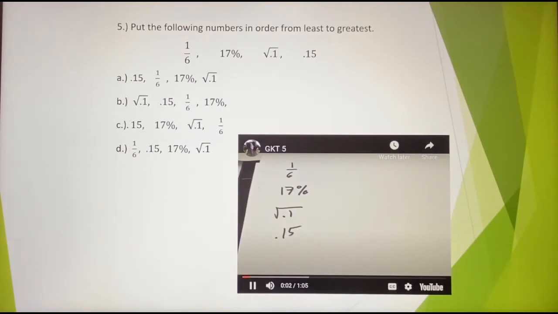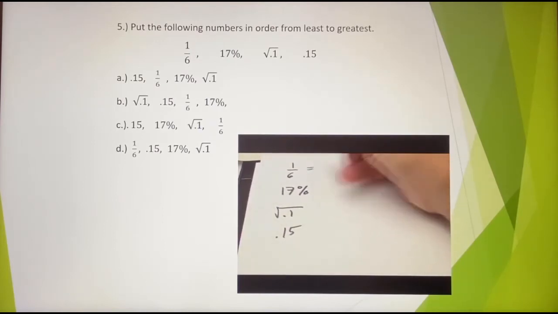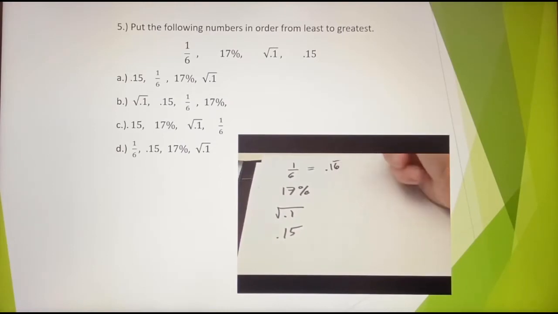So our goal is to put these numbers in order from least to greatest. So if we can make them all look the same, it's going to be a lot easier. So the best way to do this is just put them in the calculator and turn them into decimals. So our first one, 1 divided by 6 is going to be about 0.16 repeating.